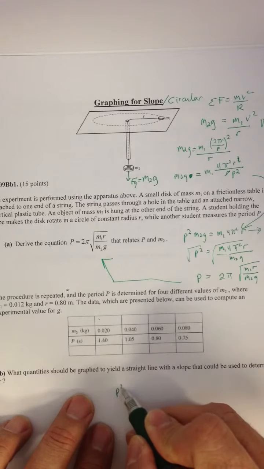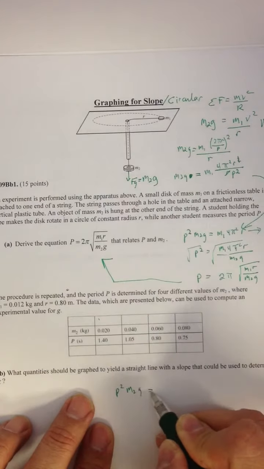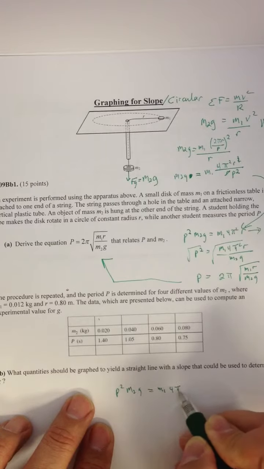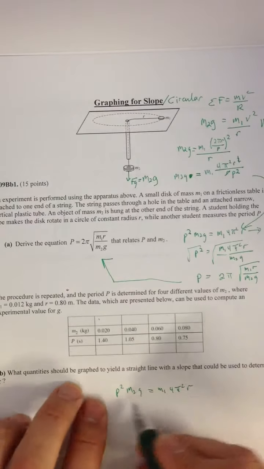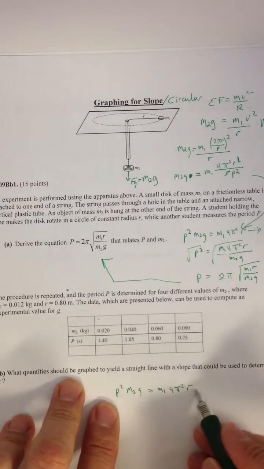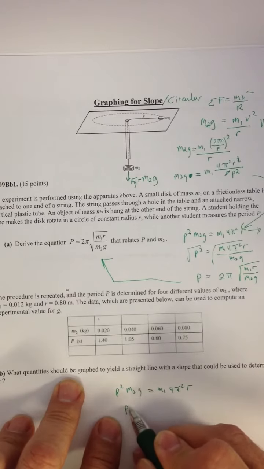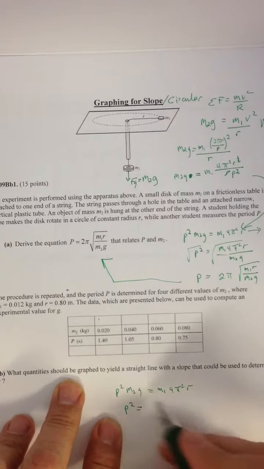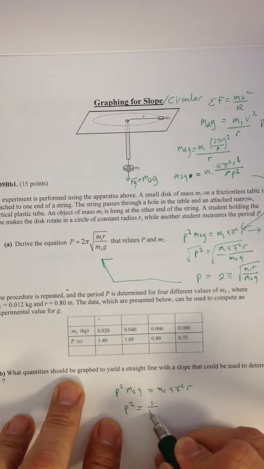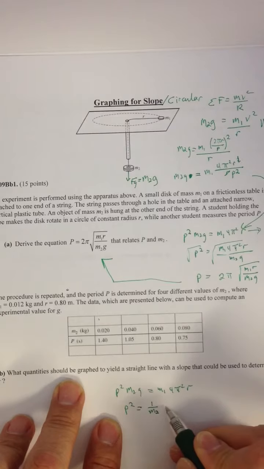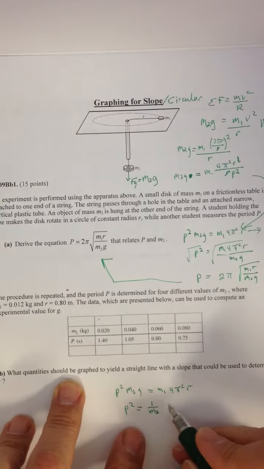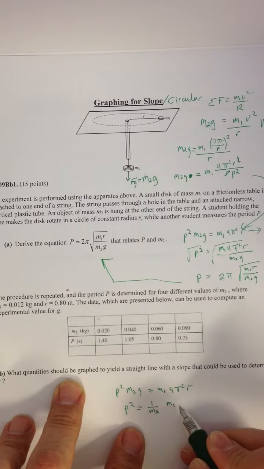I have P squared M2 g equals M1 4 pi squared r. I want to get the M2 to the other side because I want to say y equals mx plus b, and I want to get the g to the other side because I want the P to be by itself to be my y. So I end up with P squared equals, I want my M2 to be by itself, and then other than that I have M1 4 pi squared r over g.